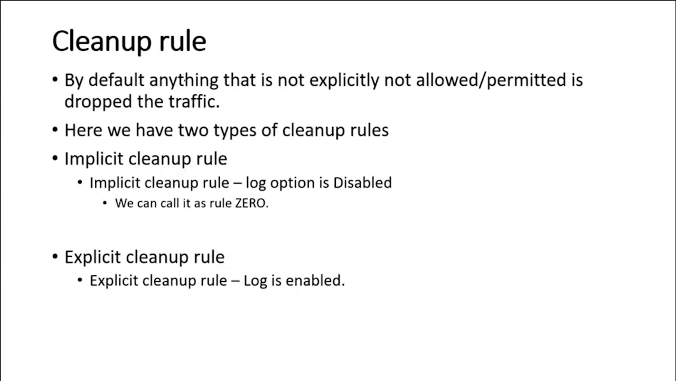Next is the cleanup rule. The cleanup rule is, by default, if anything is not allowed explicitly in the firewall database, it will be dropped automatically. We have two types of cleanup rules: implicit cleanup rule and explicit cleanup rule. The implicit cleanup rule is provided by the vendor itself, and it will drop the entire traffic that is not matching from top to bottom.